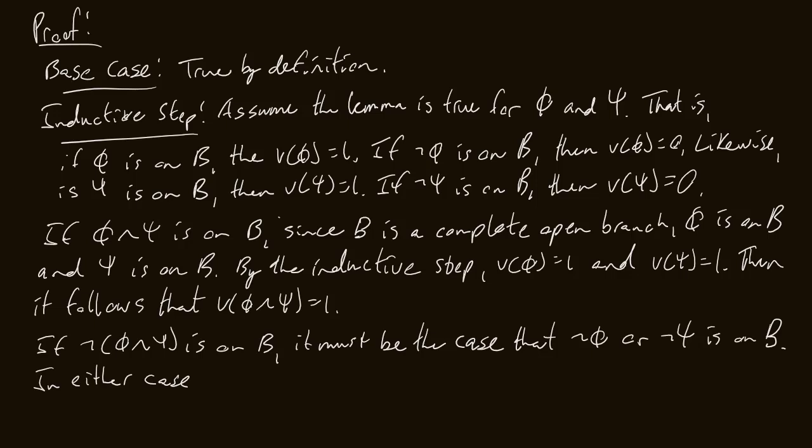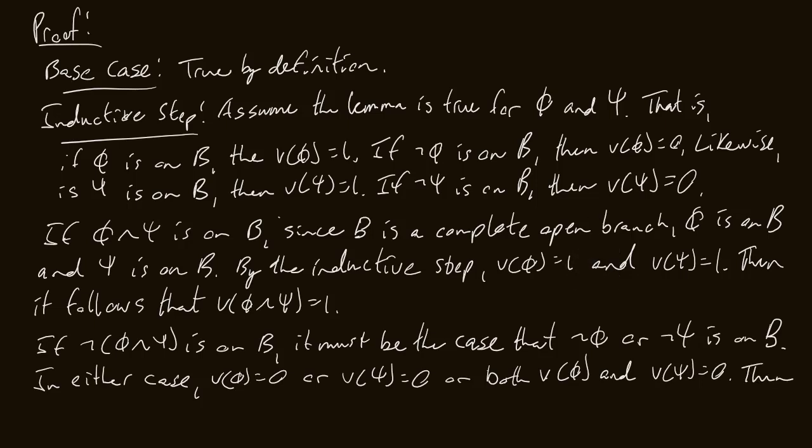In either case, V of phi will equal 0, or V of psi will equal 0, or both. Because it's the case that if not phi or not psi is on B, then one of them or both of their negations are on B. So that means at least one of them is false.